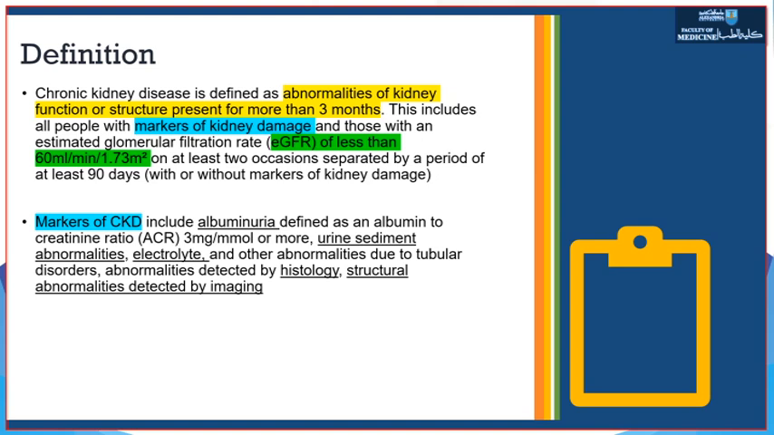This includes all people with markers of kidney damage and those with an eGFR of less than 60 ml per minute on at least 2 occasions separated by a period of at least 90 days. So an eGFR of less than 60 ml on 2 occasions separated by at least 90 days, with or without markers of kidney damage, confirms the presence of CKD. So what are the markers of CKD? These include albuminuria, defined as an albumin to creatinine ratio of more than 30 mg per millimole, urinary sediment abnormalities, histological diagnosis of CKD, and structural abnormalities detected by imaging on ultrasound.